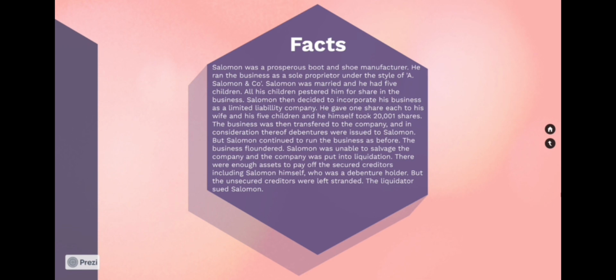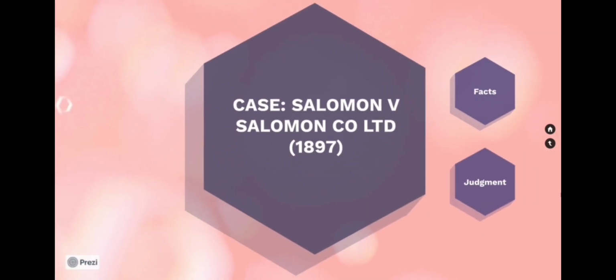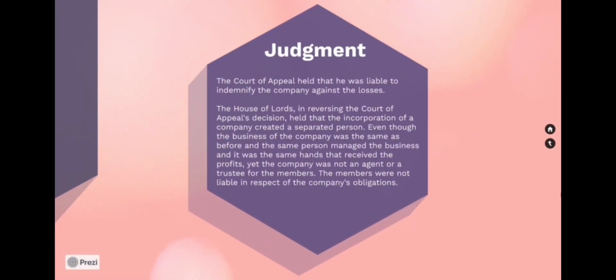There were enough assets to pay off the secured creditors, including Salomon himself, who was a debenture holder. But the unsecured creditors were left stranded. The liquidators sued Salomon. Judgment. The Court of Appeal held that he, Salomon, was liable to indemnify the company against the losses.